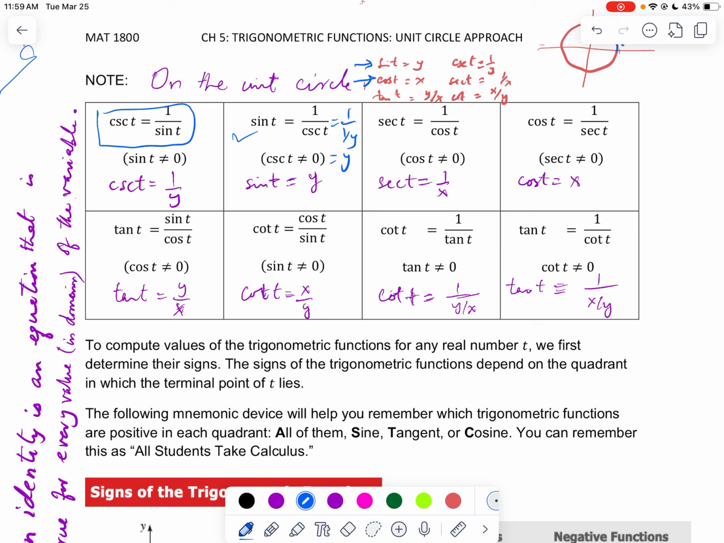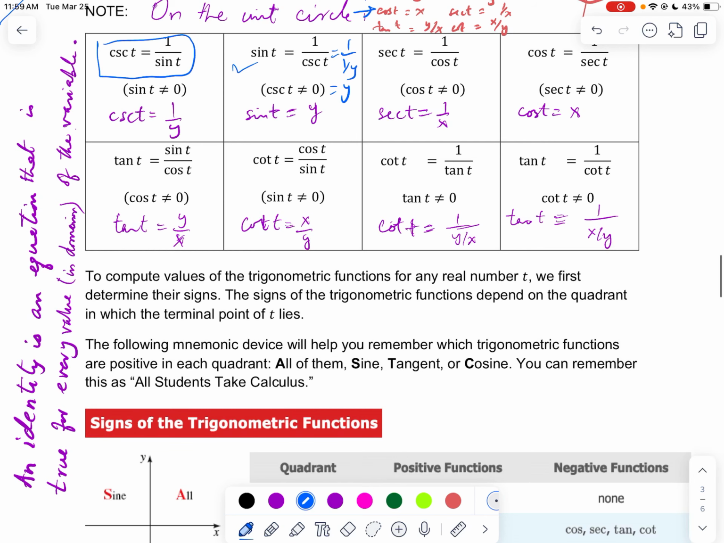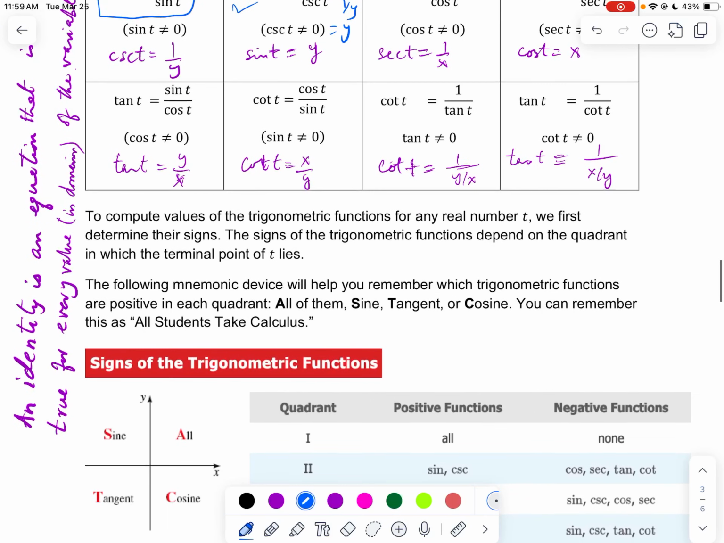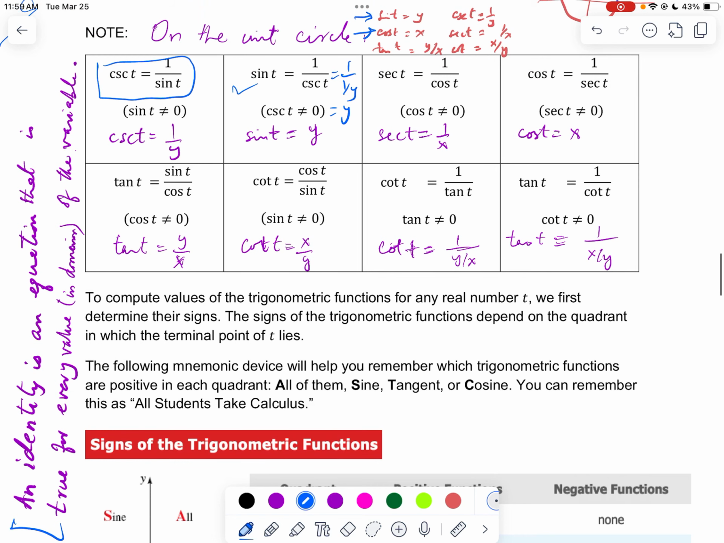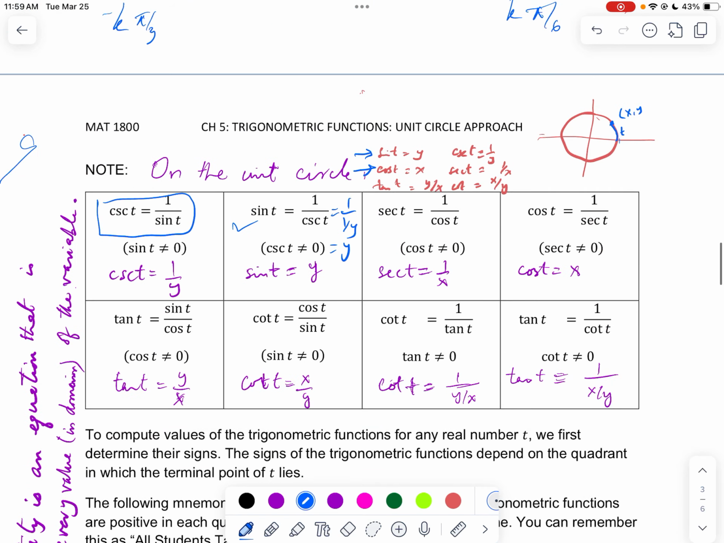Now, these equations are often called identities. What is an identity? An identity is an equation that is true for every value in the domain of the variable. So here is the definition of an identity. It is an equation, but it is true for every allowable value of the variable.